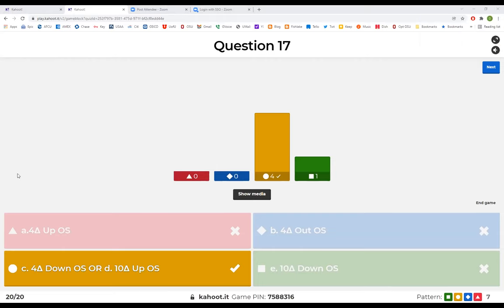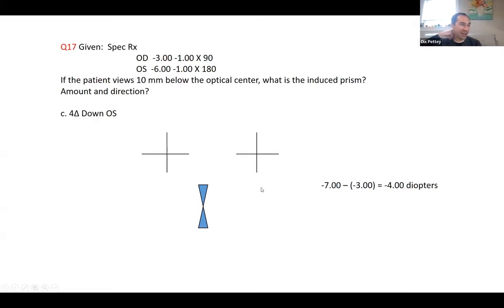And then it's similar to what we did before, in making your power crosses. So the right eye I had -3 at the 90 and -4 at 180. The left was -7 at 90 and -6 at 180. And you'd use -3 and -7 to do the multiplication with the 10 millimeters below. No, you got it totally right.